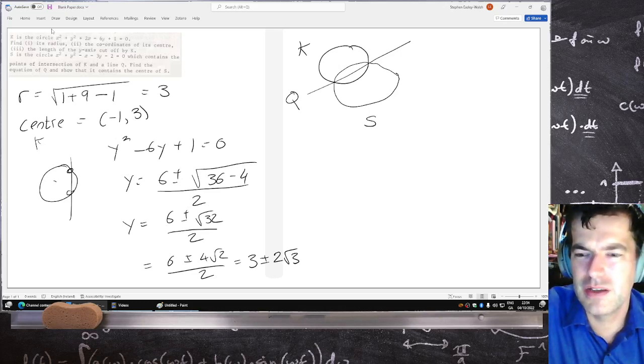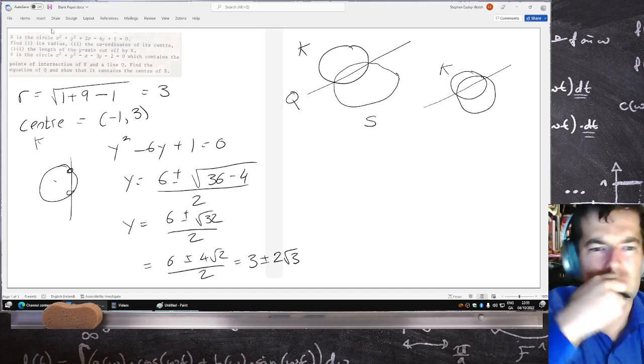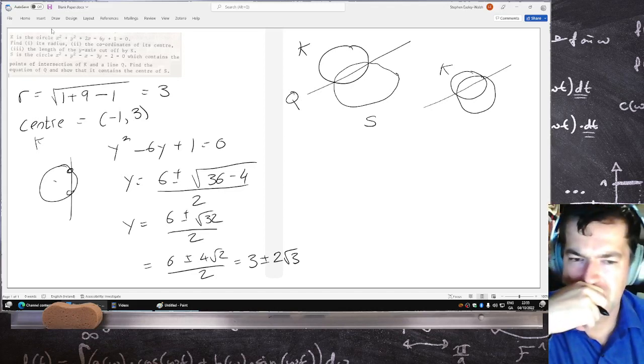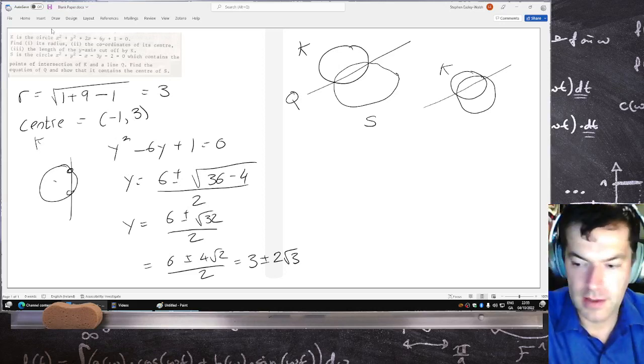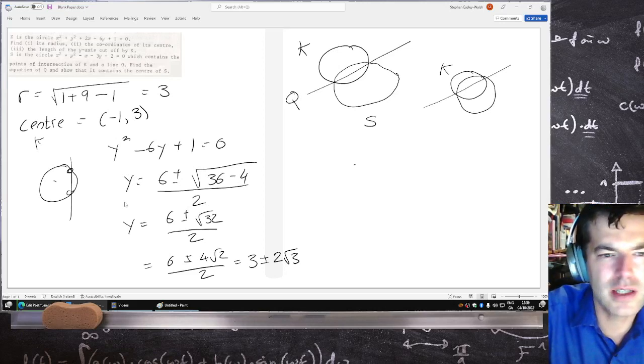But it doesn't look like Q will contain the center of S. Unless S... Could it be like this? There's K. There's Q. Could S be in... I don't know. Confused by the wording in this. I'm just going to subtract to see what equation I get for Q. See what happens.